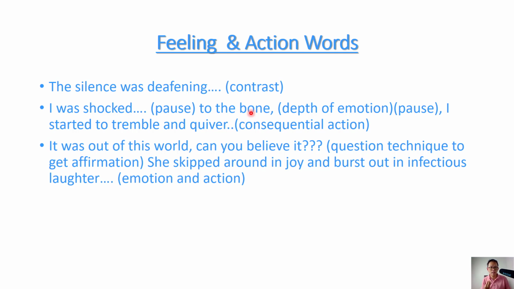But instead of saying, she jumped with joy, which is also good, right? Jump with joy, you know, she feels joyful. But she skipped around in joy and burst out in infectious laughter. I picture a girl skipping around in joy and bursting out in emotion, and everyone around her laughing together. You know, that is the power of the sentence. It gives me a picture of that. I can really picture it.